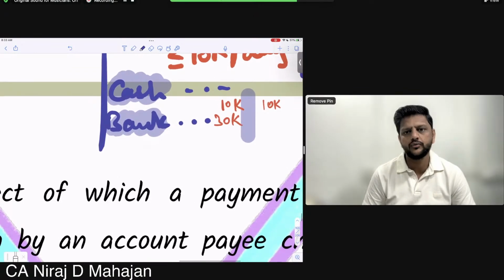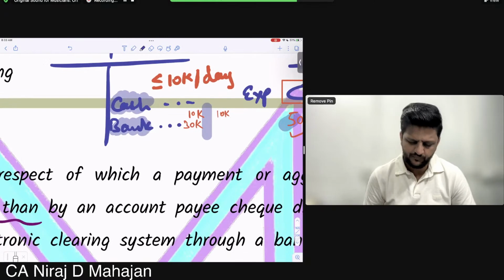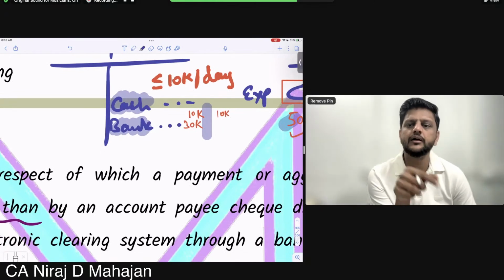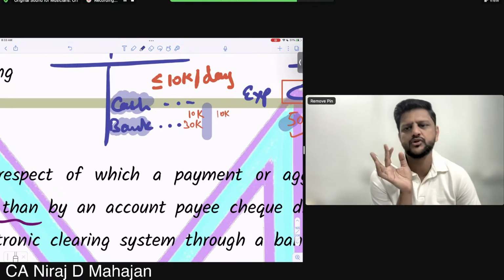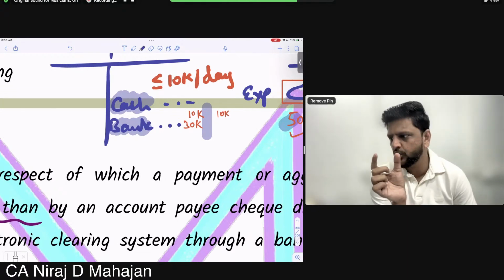Is this allowed or not allowed? This is completely valid. Why? Because 40A(3) says, what? In a day, to a person, more than 10,000, then disallowance of the entire amount paid in cash.